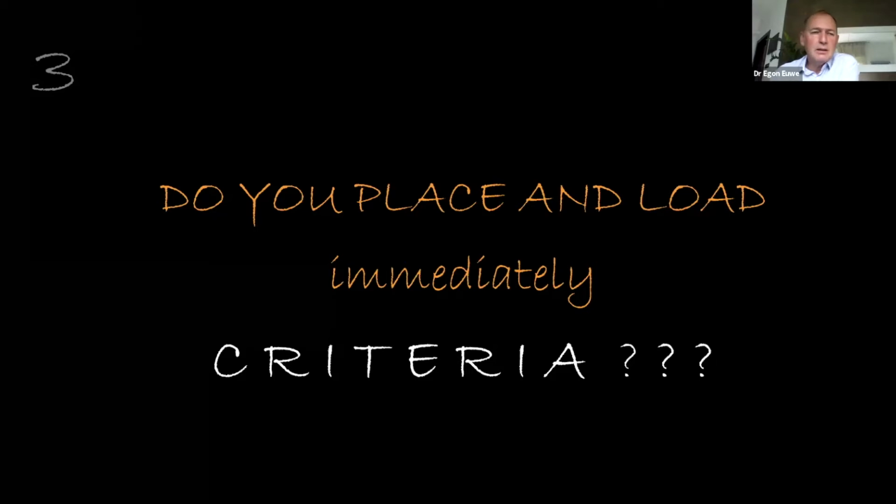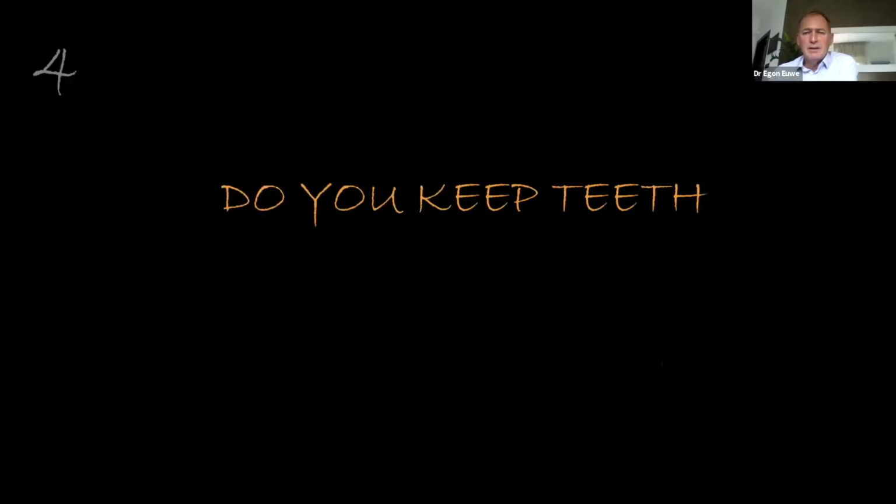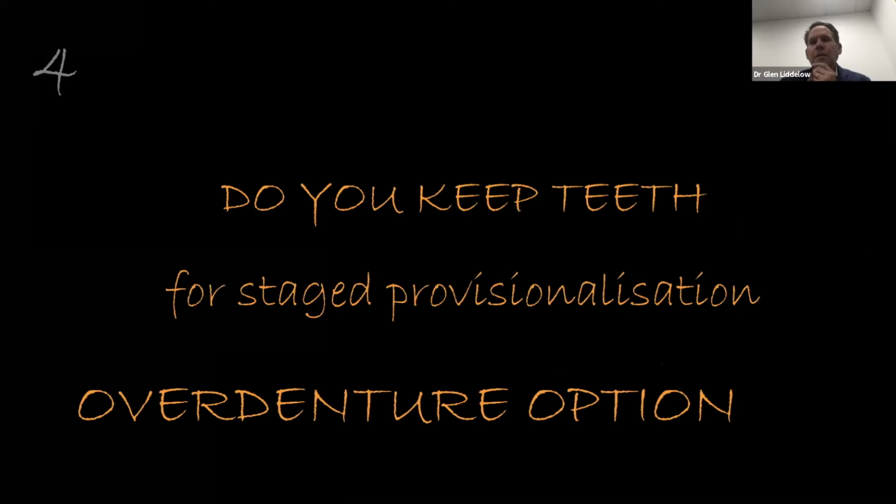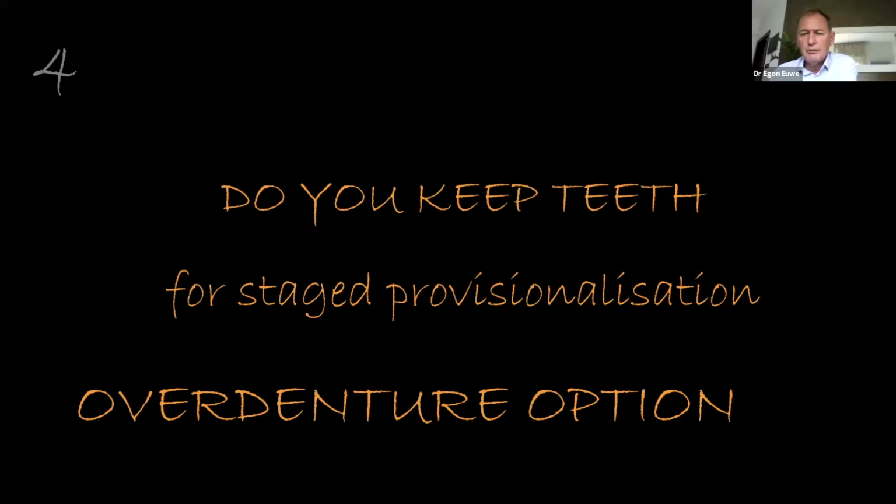That brings me to the other question, Glenn. Do you keep teeth for staged provisionalization? I think you already answered that question. I think we do keep teeth, for instance, we might keep some, like the canines and the molars, and then create a fixed provisional bridge over the top of implants while we're waiting for sinus grafting or GBR or whatever it happened to be. In the upper jaw. Not so much in the lower jaw, but in the upper jaw, definitely we do that.